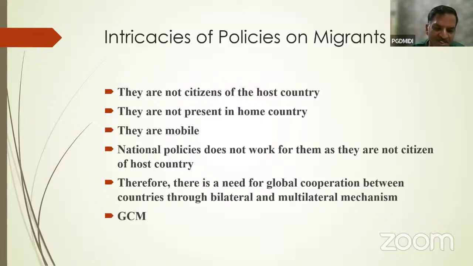Global Compact for Migration. This is a very overarching governance mechanism where almost 185 countries agreed to be part of this GCM, and now it is happening. Just 1 month back there was the IMRF, and lots of debate is going on about how to adopt this GCM. Though it is not binding, it is very important, to address some of these issues of migrants at the global level.